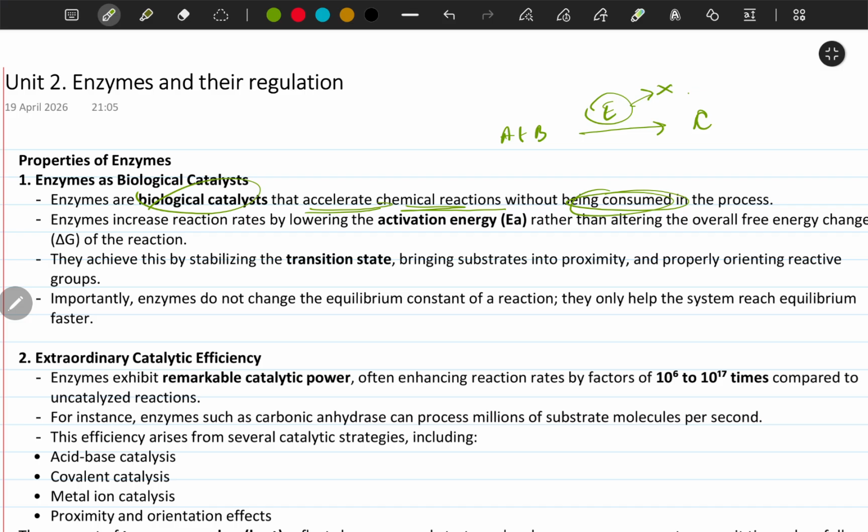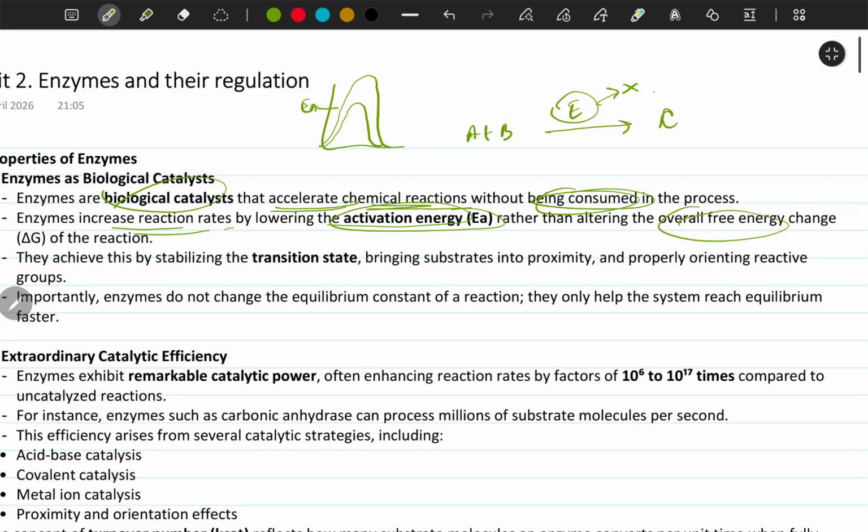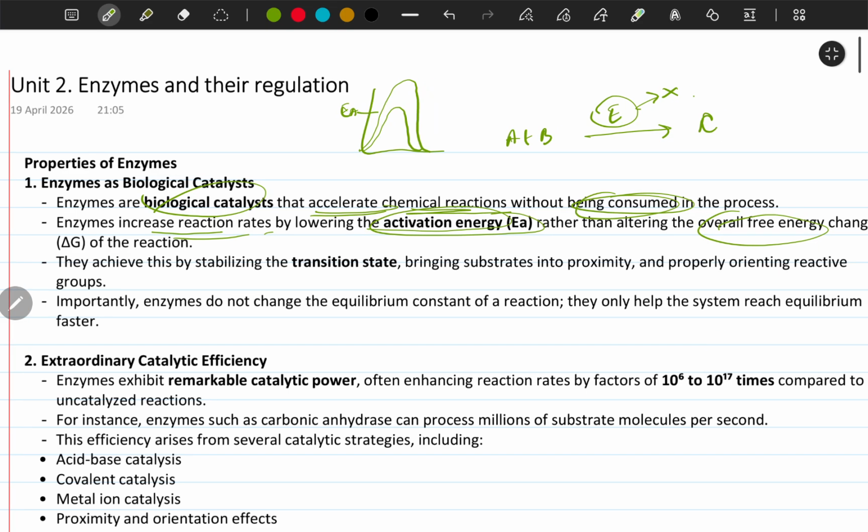Enzyme increases reaction rate by lowering the activation energy. Whatever the activation energy was, they lower it, rather than altering the overall free energy change, delta G, of the reaction. They achieve this by stabilizing the transition state. How do they do this? They stabilize the transition state by bringing the substrate into proximity and properly orienting reactive groups.